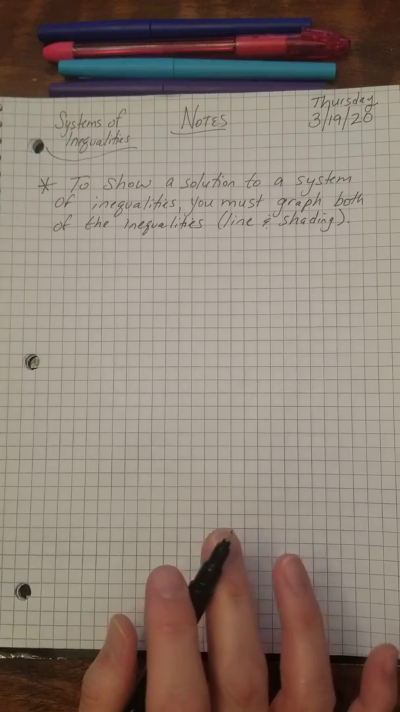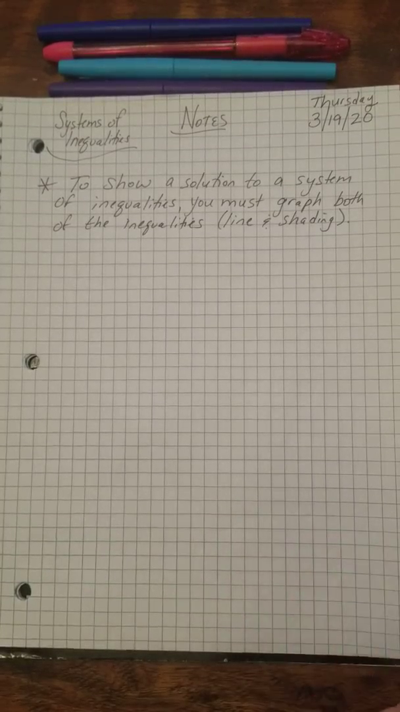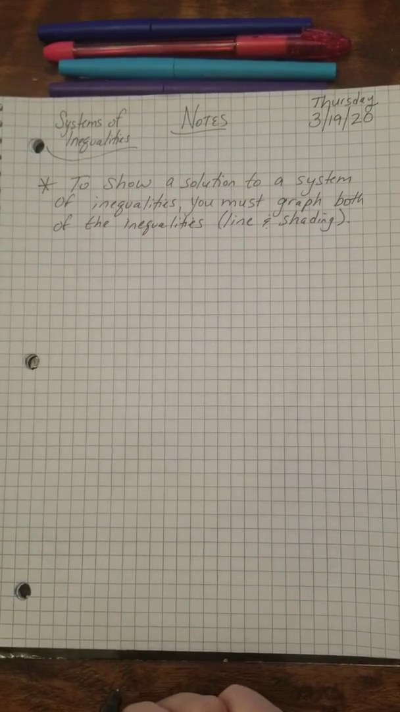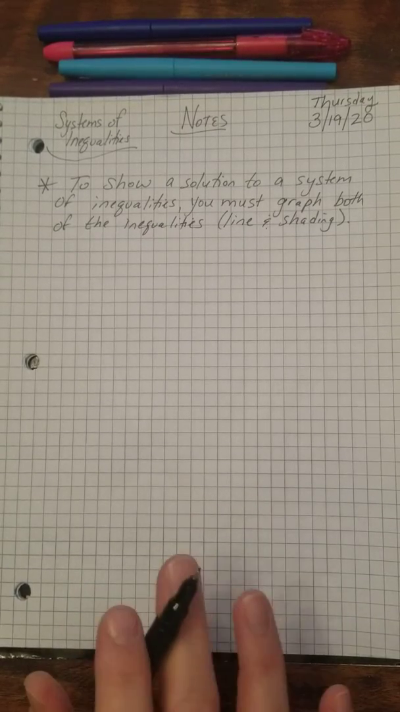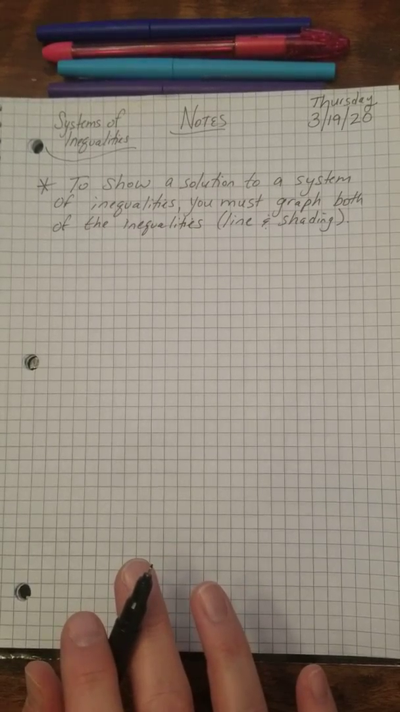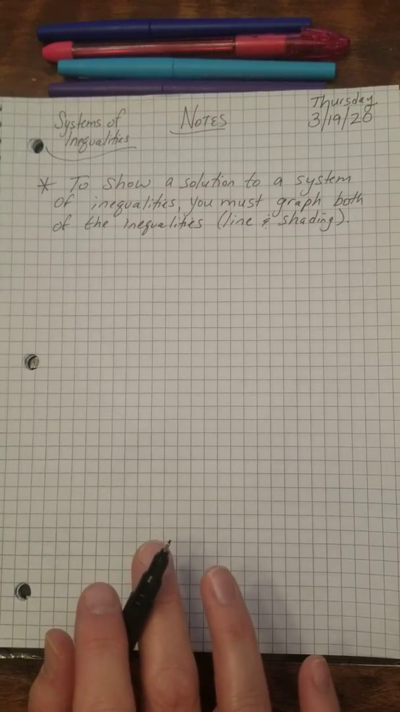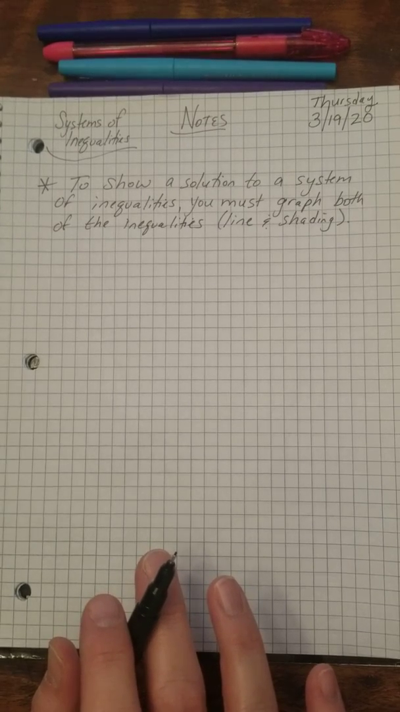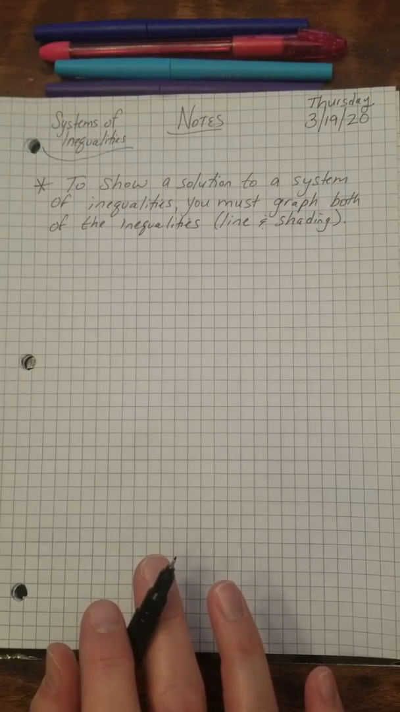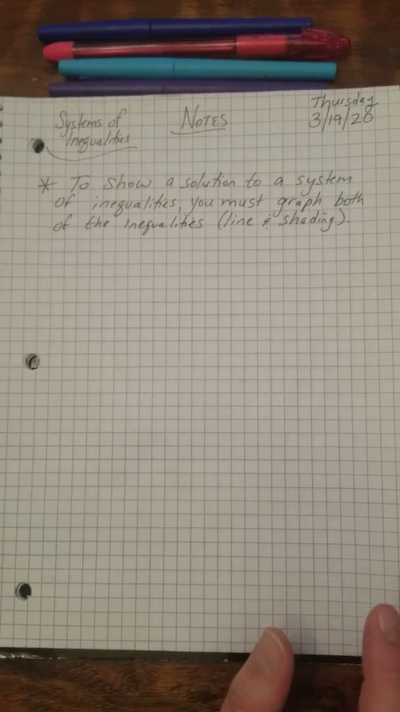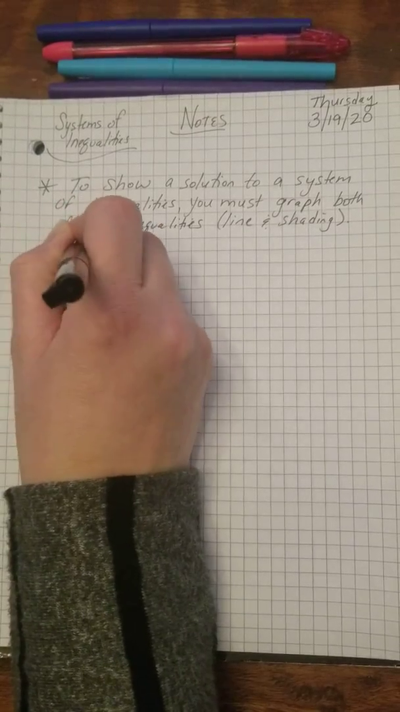Basically what happens is the area where the shading of both of the inequalities comes together ends up being your solution. If you remember in our systems of equations, the point that the lines intersect at becomes the solution. But in inequalities, the shading where the 2 lines come together ends up being the solution. So it's not just one point. It is a range of different points that is indicated by the shading. The shading is the solution. So we're going to write that down as well.